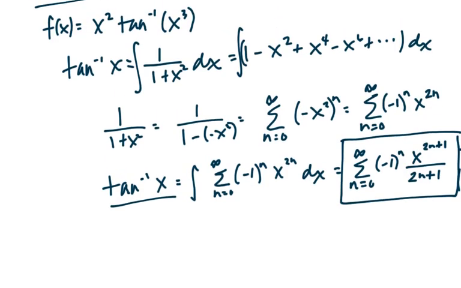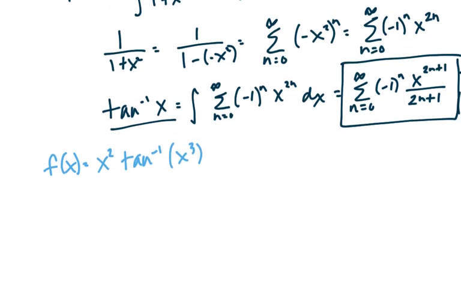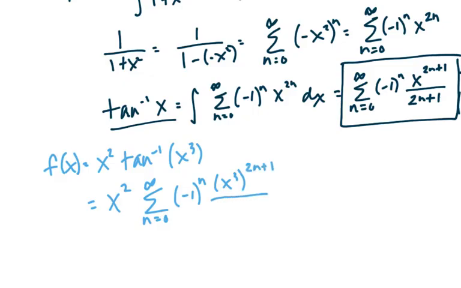So let's look at the problem given to us. It says f of x equals x squared inverse tangent of x to the third. Now, as we look at this, we're going to use what we have up above. So we're going to say x squared, and then inverse tangent is the series from n equals 0 to infinity, negative 1 to the n. And in place of x, we have x to the third to the 2n plus 1 over 2n plus 1.